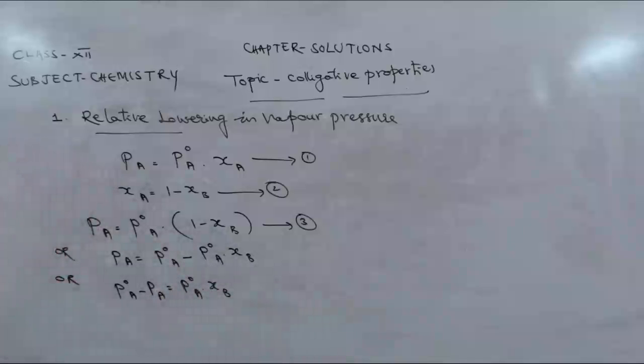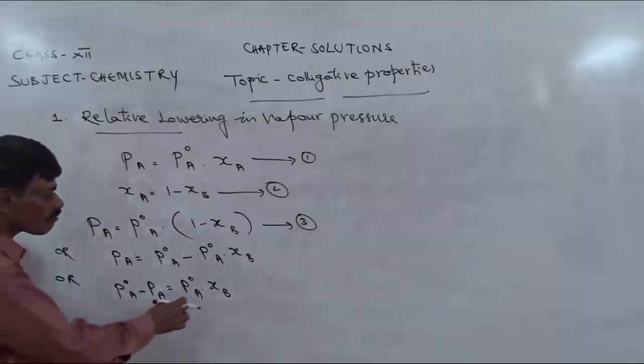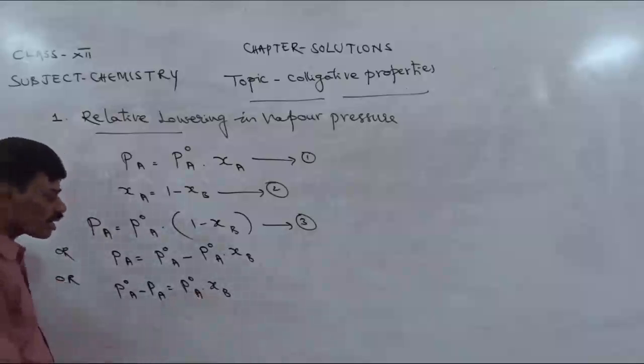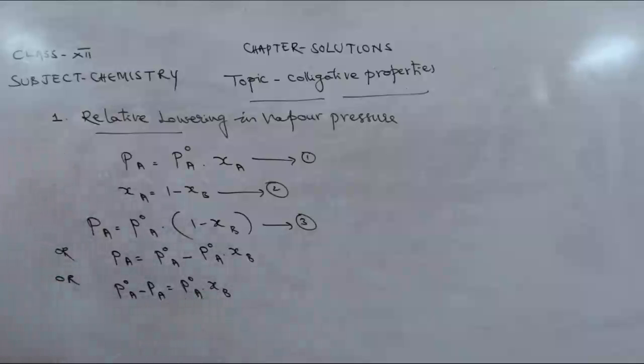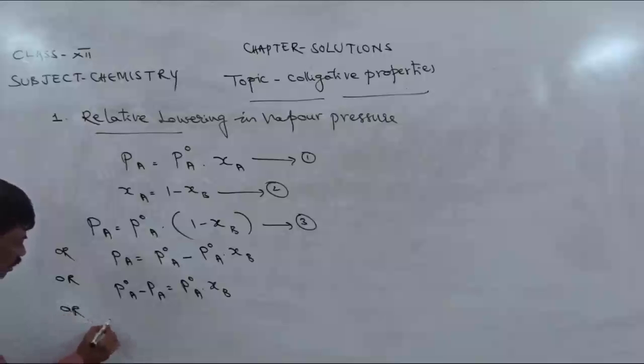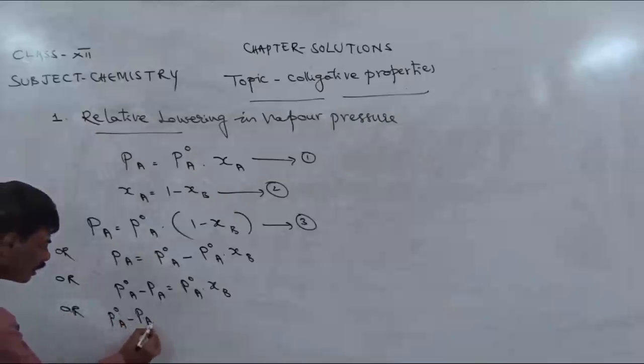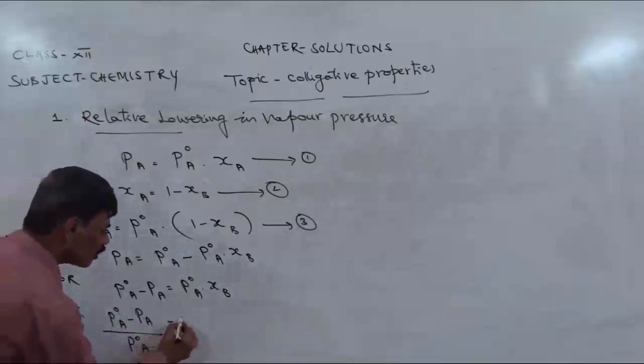Next I am going on rearranging the equation. Now towards the right hand side we have the product of P naught A and chi B. Now what I am going to do is I will take P naught A towards the left hand side. Then I will get P naught A minus PA divided by P naught A is equal to chi B.